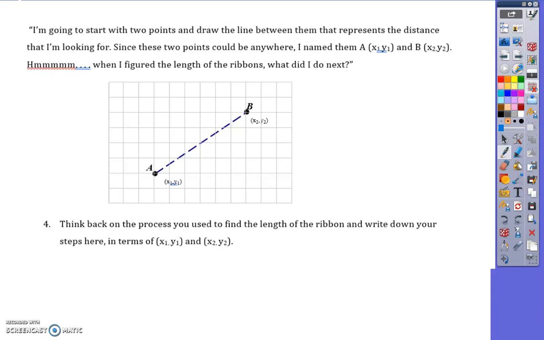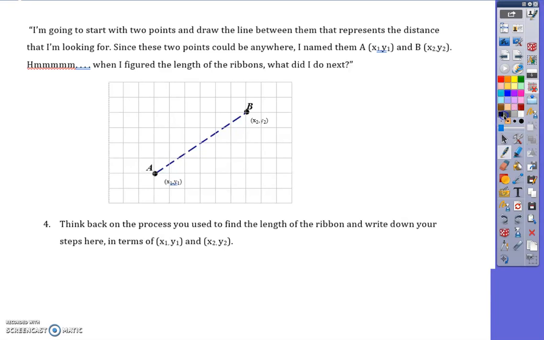You'll notice there's no x and y axis on this grid. So they're missing. She's going to start with 2 points and draw a line between them, the distance she's looking for. Since they can be anywhere, I name them A, which is x1, y1, and B, which is x2, y2. When I figured out the length of the ribbons, what did I do next?